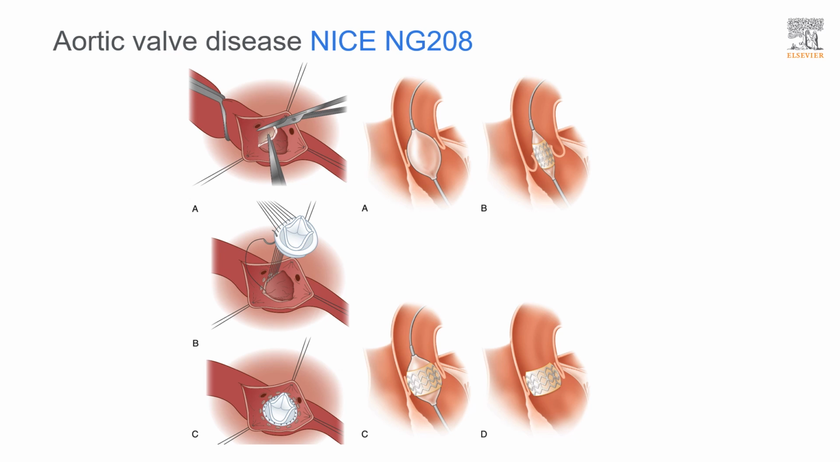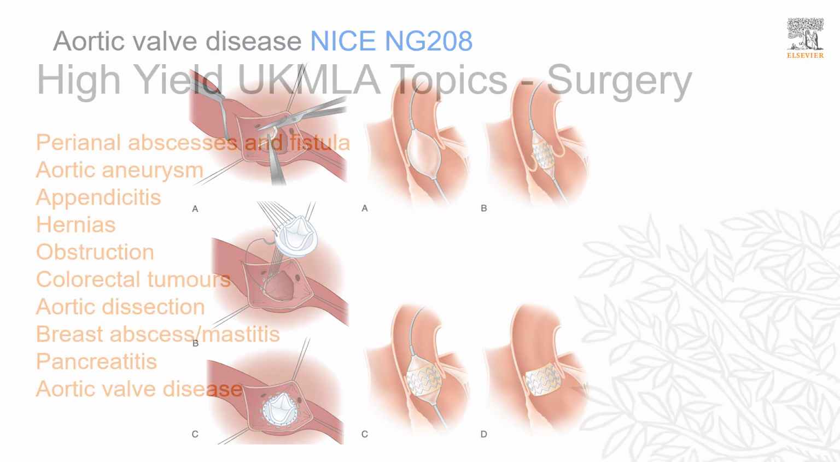And on the right-hand side, the steps of a TAVI, where a catheter is inserted via the femoral artery, with balloon valvuloplasty performed, which expands the stenotic valve, followed by a collapsible replacement valve inserted via the catheter, which is then expanded to replace the valve. The catheter is then removed and the prosthetic valve remains in situ. Following aortic valve replacement surgery, lifelong anticoagulation may be required.